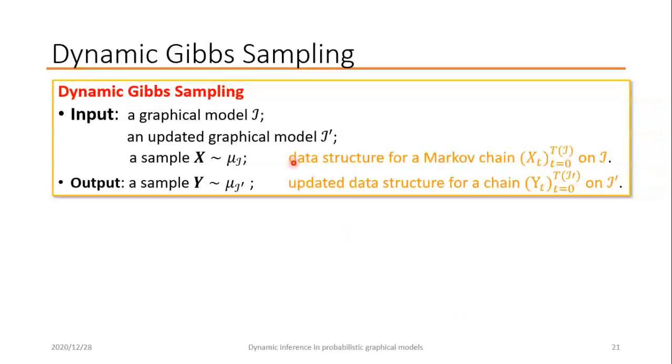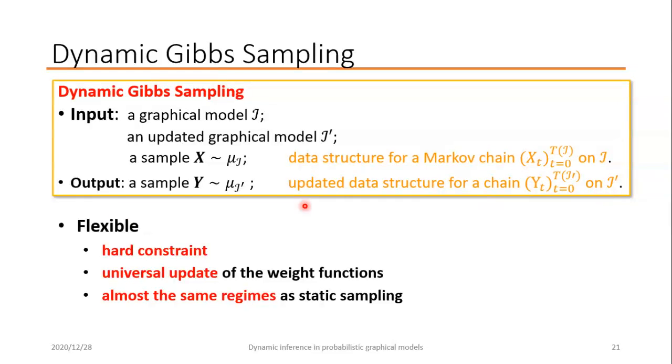In this paper, we propose a new algorithm, namely dynamic Gibbs sampling. The algorithm maintains an extra data structure for the Markov chain of the current instance. Once the instance is updated, the data structure is also updated. Compared to dynamic rejection sampling, our new algorithm is more flexible. It is applicable to hard constraints and universal updates of the weight functions. Moreover, it achieves almost the same running time as static sampling for typical graphical models.